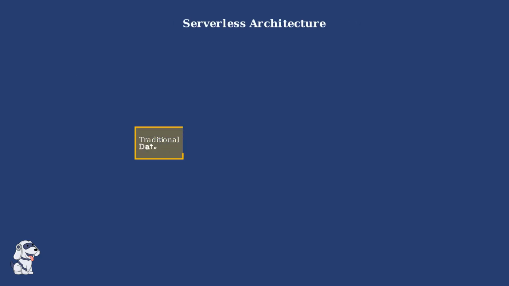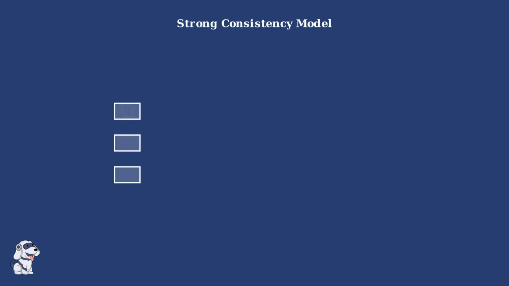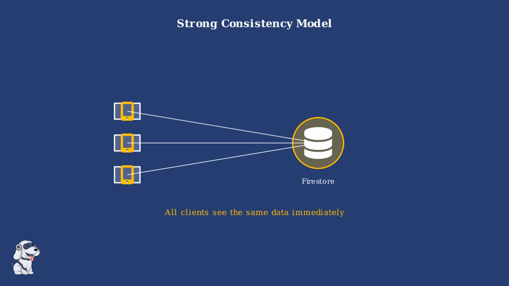Firestore operates as a serverless database, eliminating the need for server provisioning and management. Unlike traditional databases that require capacity planning, Firestore automatically scales resources based on application demand. Firestore provides strong consistency guarantees, ensuring that all clients immediately see the most recent data changes. This eliminates the eventual consistency challenges often associated with distributed databases.